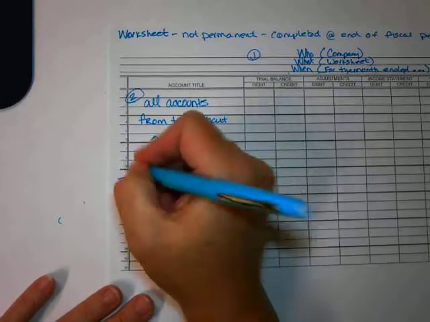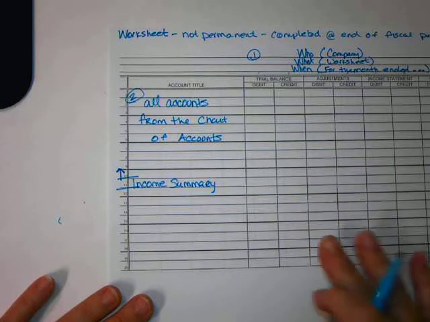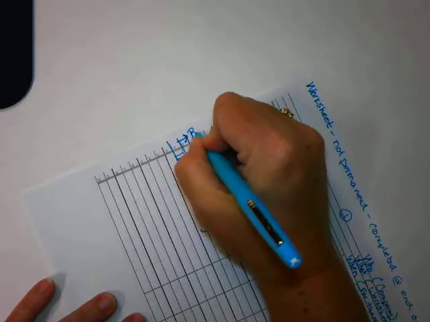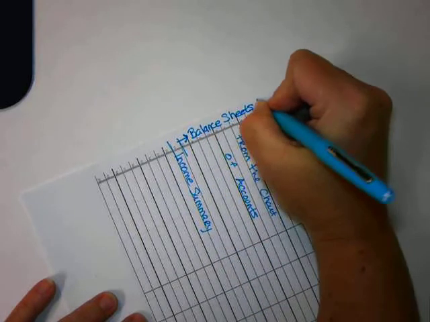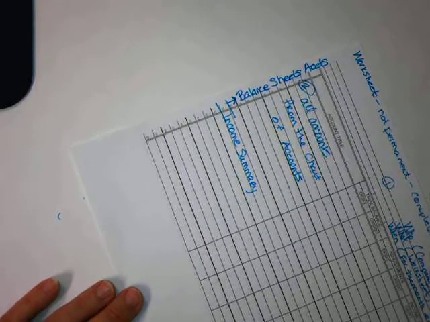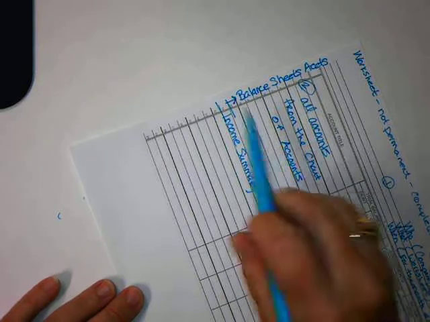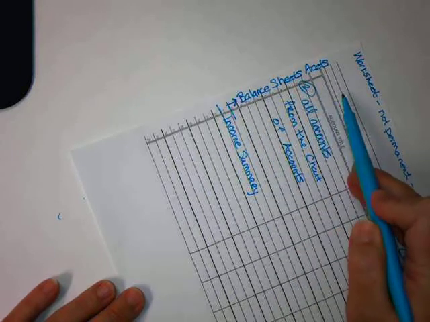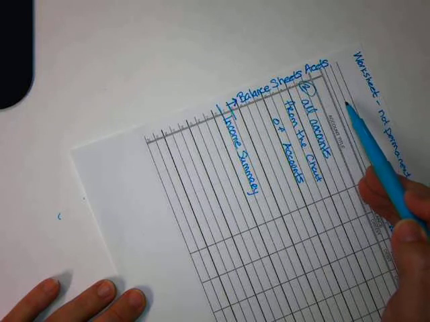Okay, and everything above income summary is a balance sheet account. Do you remember when we did balance sheets? Way back in the beginning of the semester? Do you remember what was on a balance sheet? What groups? What major categories? Assets, liabilities, and owner's equity. So every account that's above income summary is going to be an asset, a liability, or it's going to be capital and drawing, owner's equity.